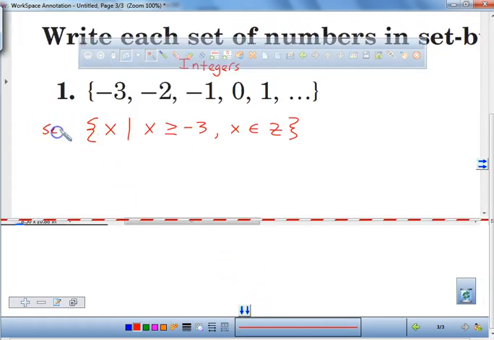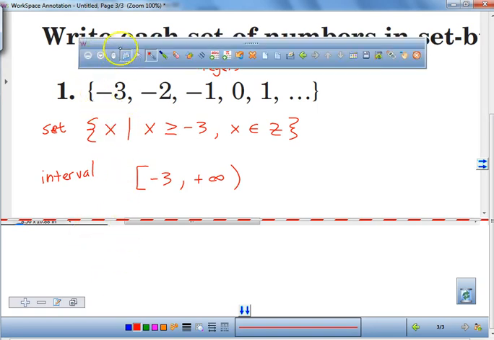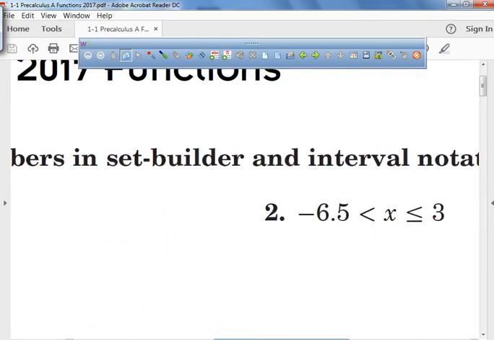So I'm going to write the word set next to it to let you guys know that's set builder notation. The next thing I'm going to write is interval to represent the next form I'm doing, called interval notation. So where did we start at? We started at -3, and it includes the -3, so I use a hard bracket. And that keeps going on forever and ever. So I put positive infinity, and soft bracket because you can never reach positive infinity; it's always a little bit out of reach. You're infinitely going positive.